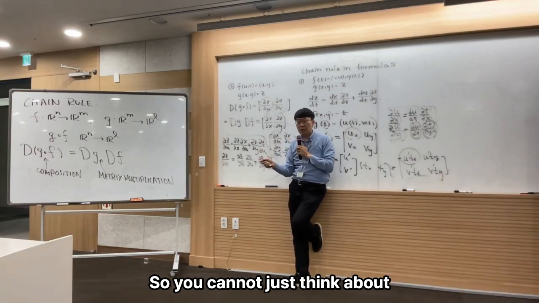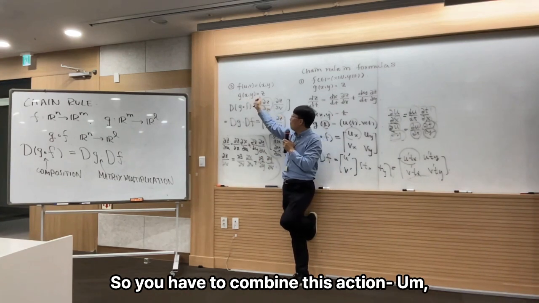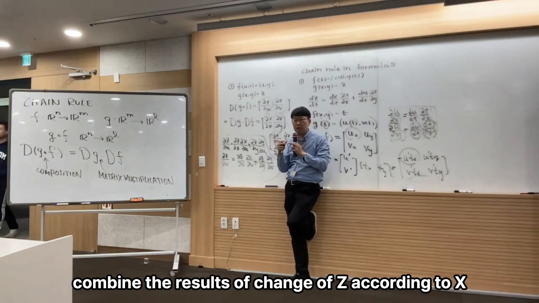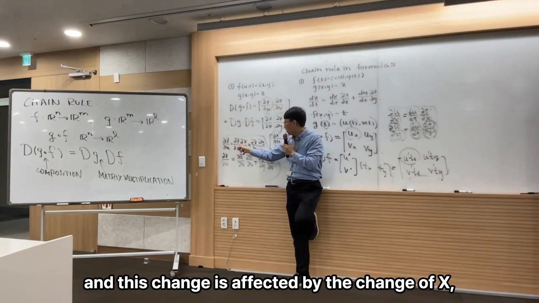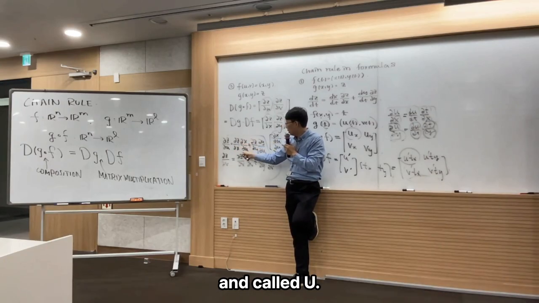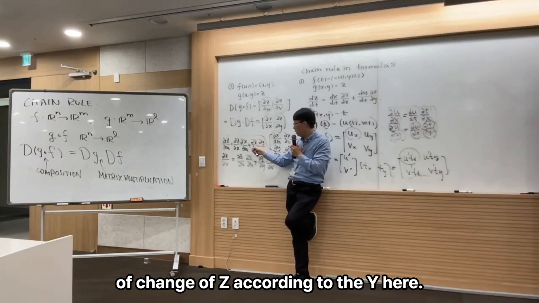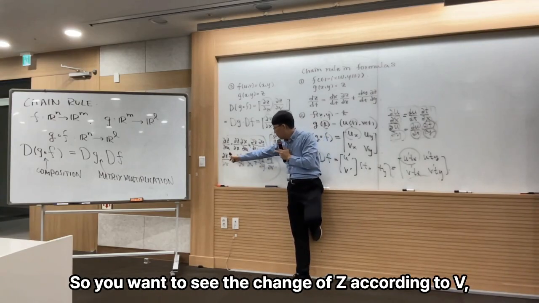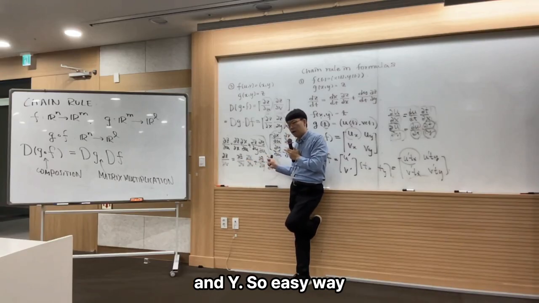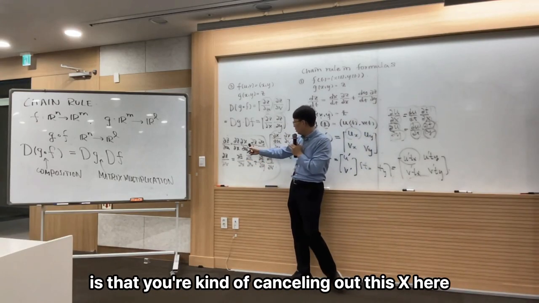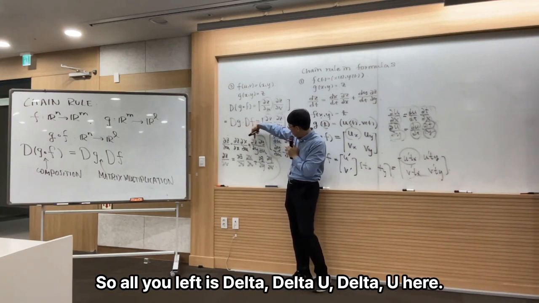So you cannot just think about the change of z according to x or y separately. You have to combine the results of the change of z according to x and y. So we have the change of z according to x, and this change is affected by the change of x according to u. And then you have to add another effect, the change of z according to y. The same thing happens here. So you want to see the change of z according to v, you have to see the reaction through x and y. An easy way to remember this formula is that you're canceling out this del x here and del y here. So all you're left with is del z del u here.